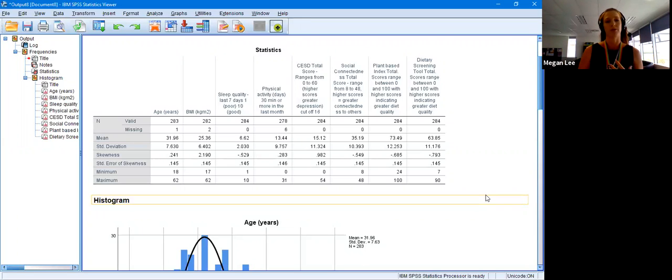Of course, we can go back and find the person who's got the 62 BMI and see their height and weight and see if we think that that might be an error as well.